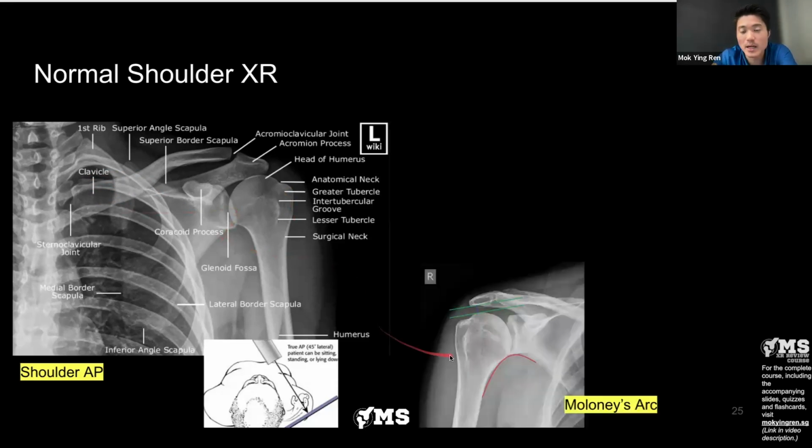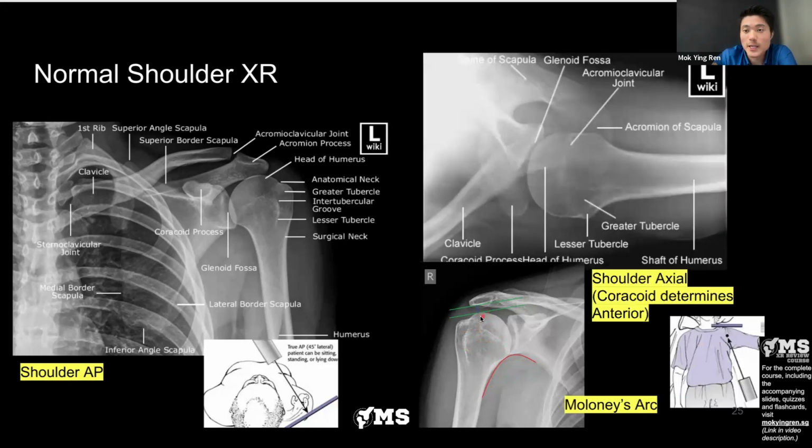Now, this is an important line in the AP X-ray of the shoulder. It is known as the Moloney's arc. All right, say Moloney's arc. Now, this is also known as a Shenton's line of the shoulder. Any disruption would suggest a displacement of the humerus.